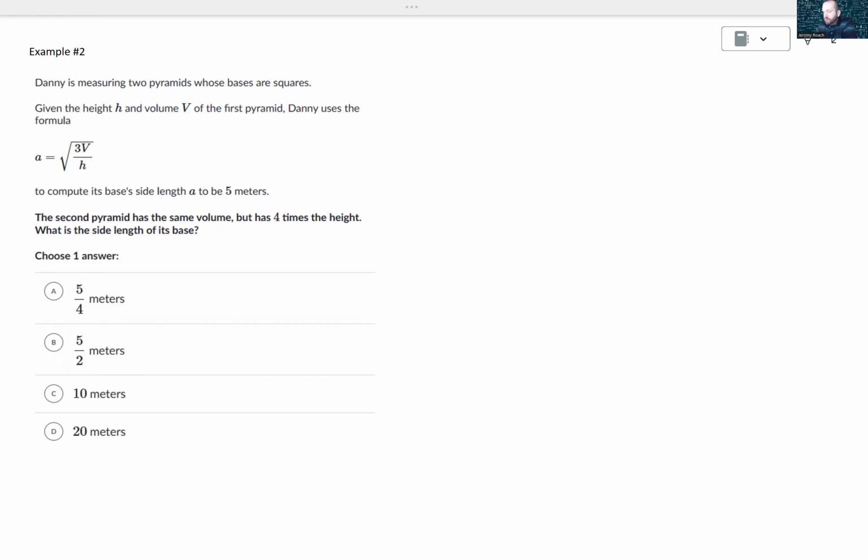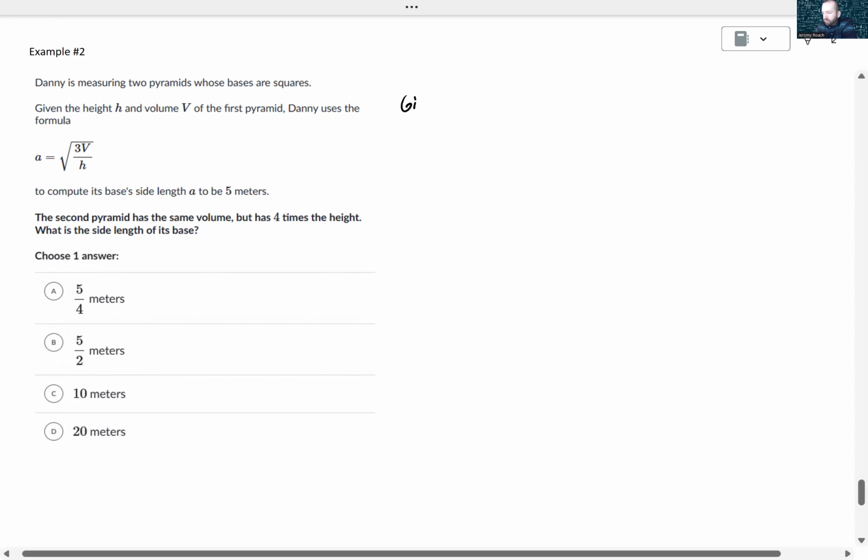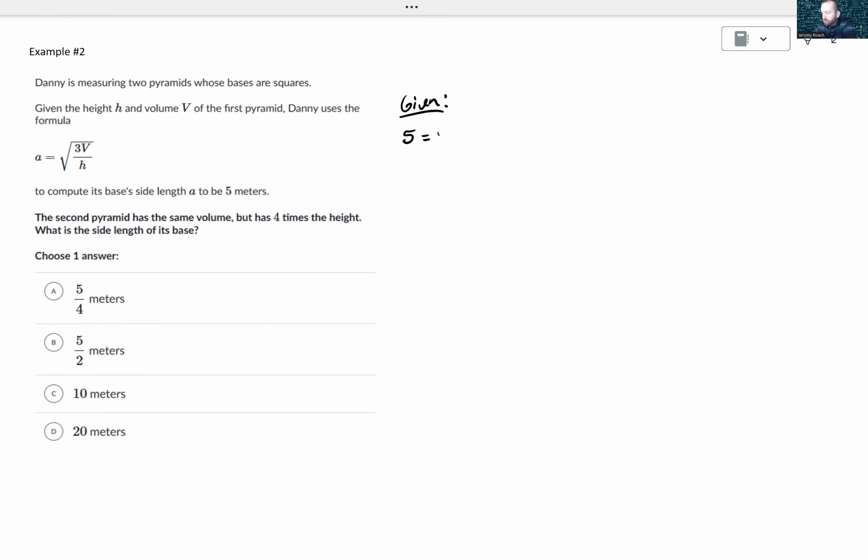So I'm going to write what Danny found for his given formula. He found that a was 5, so we're going to write 5 equals the square root of 3v over h. And if we rewrite that, that's the same thing as square root of 3v over square root of h. 5 equals square root of 3v over square root of h.